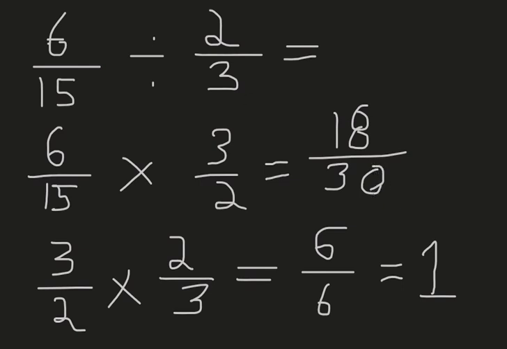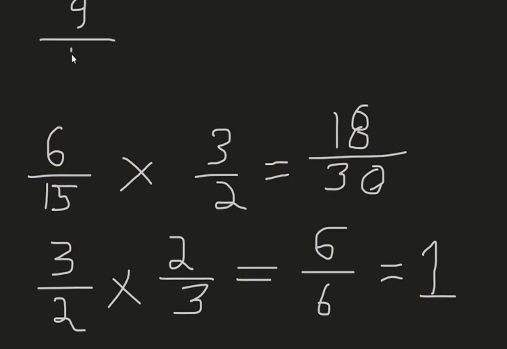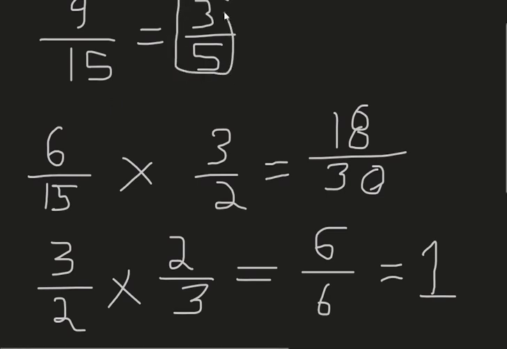And this can be simplified. If we get the highest common factor of both of these numbers, which would be 2, 18 divided by 2, 9, and 30 divided by 2, 15. And then we can simplify it even more by dividing both of these numbers by 3. 9 divided by 3, 3. 15 divided by 3, 5. So that means the original equation's answer is 3 over 5.